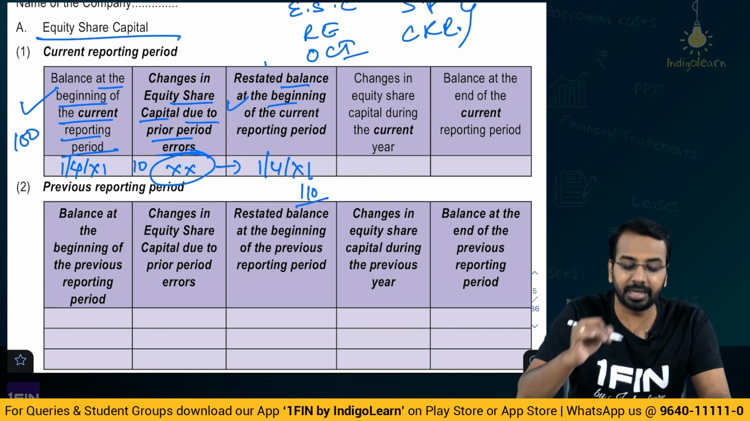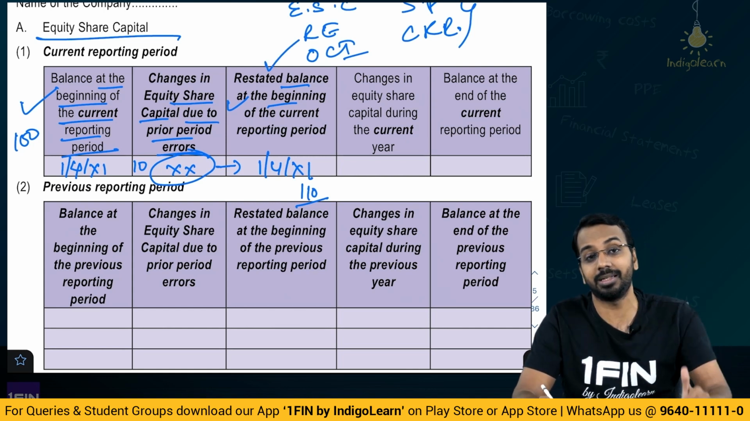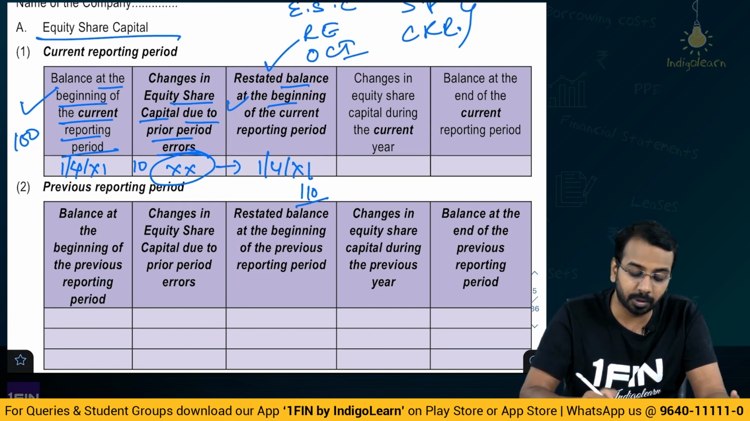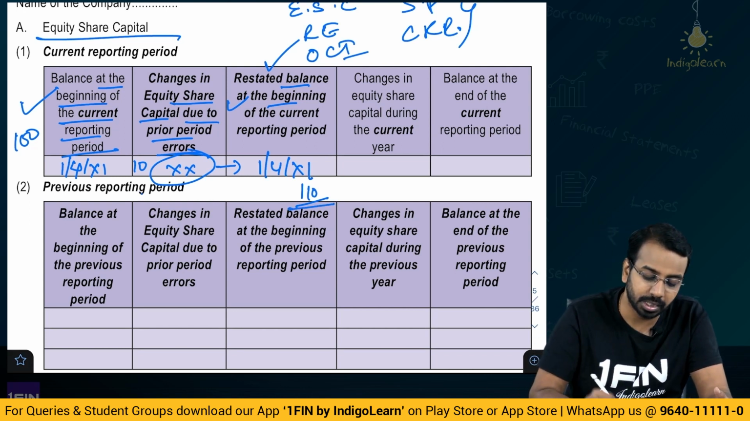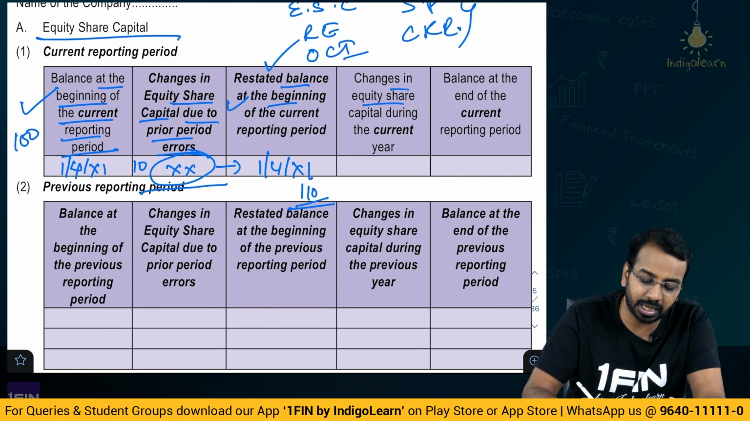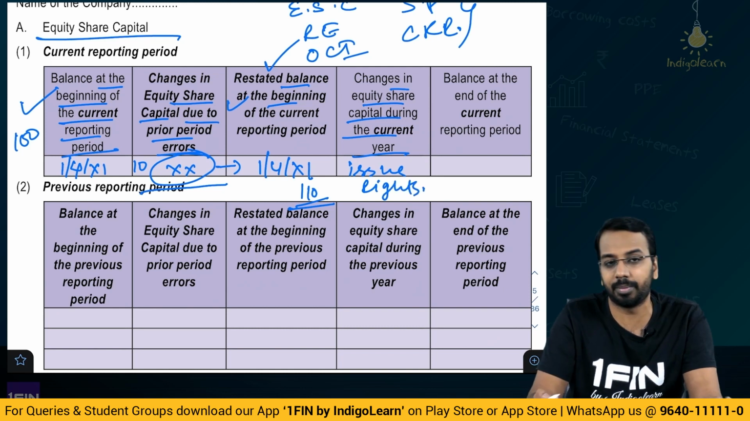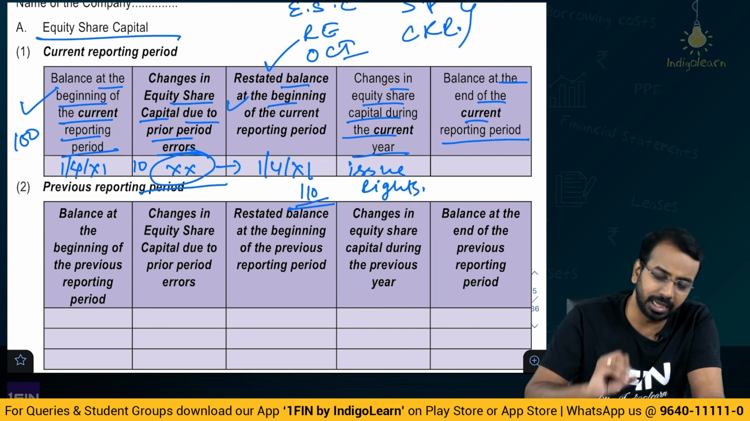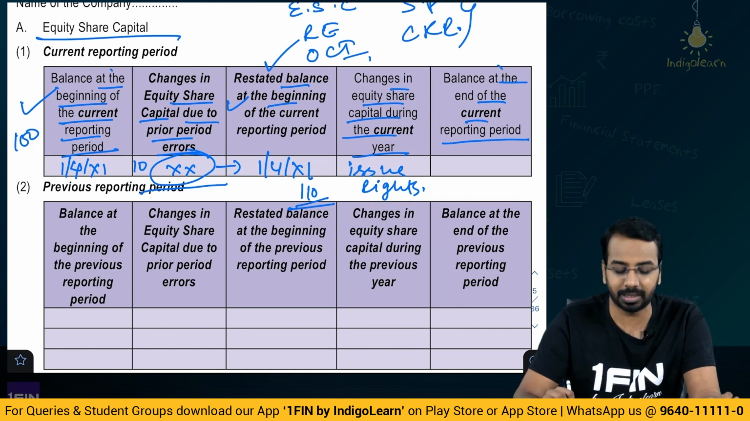Now if I tell you it is 110 opening balance and previous year balance is 100, you will wonder where did that 10 come from. So for that purpose we have showed this separately. Then changes in equity share capital during the current year. So there could be issue, there could be rights, there could be bonus, there could be purchase, there could be buyback, anything, and balance at the end of the current reporting period. So basically in most of the cases you will have opening balance, changes and closing balance, right.